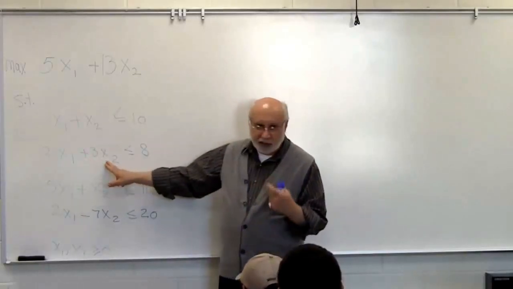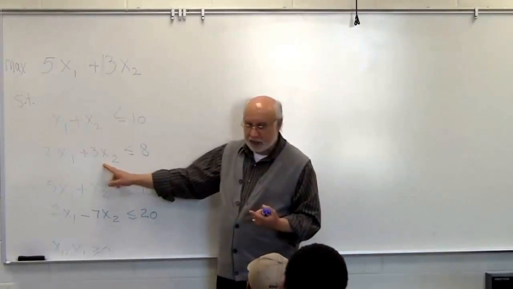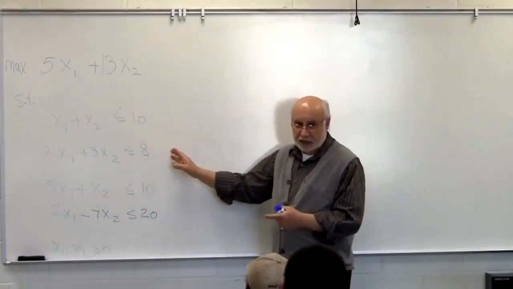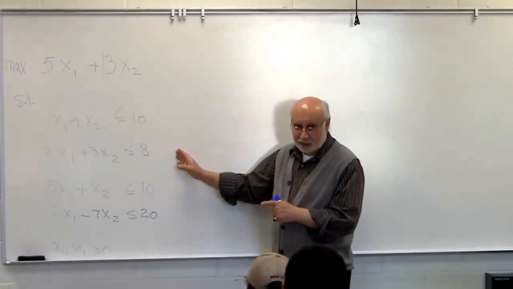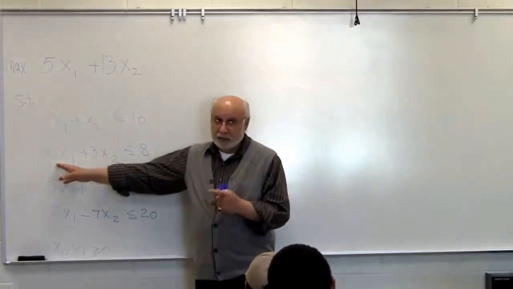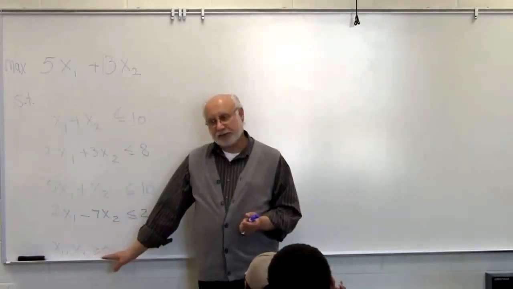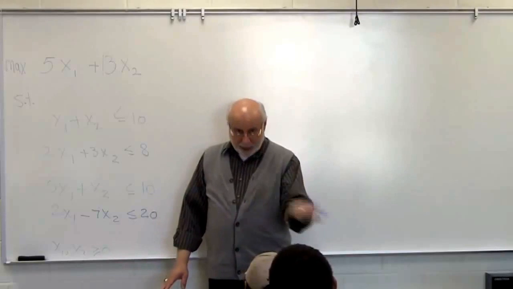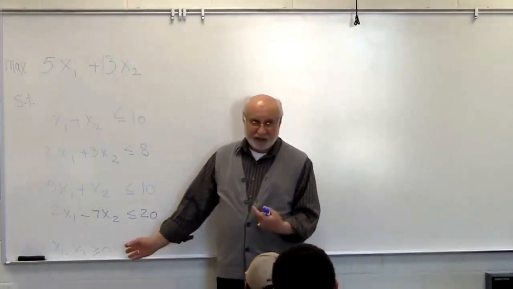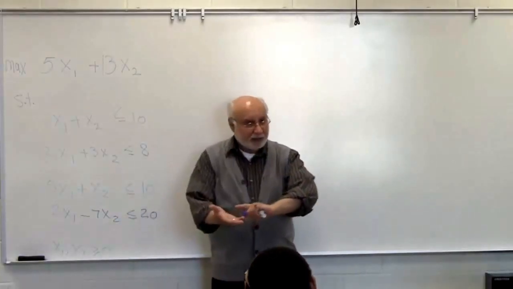Now let's make that 10. This becomes 3 times 10, 30. Comes to the other side, becomes 8 minus 30, becomes negative 22. What would x1 have to be? Negative 11, which would violate these conditions. That's a problem. The problem that we are talking about is called the infeasibility. This will make the problem infeasible.